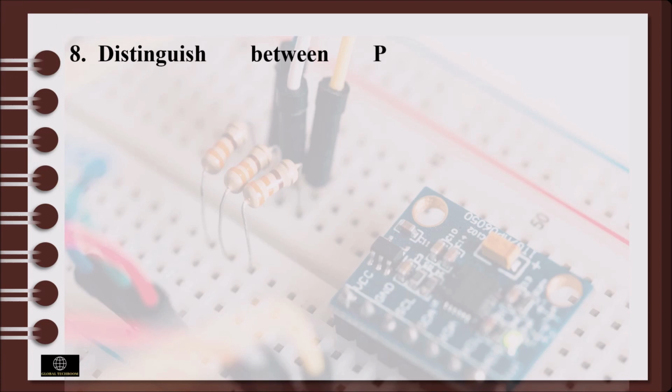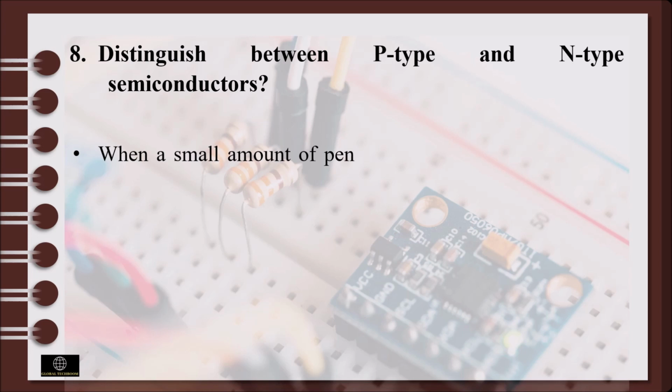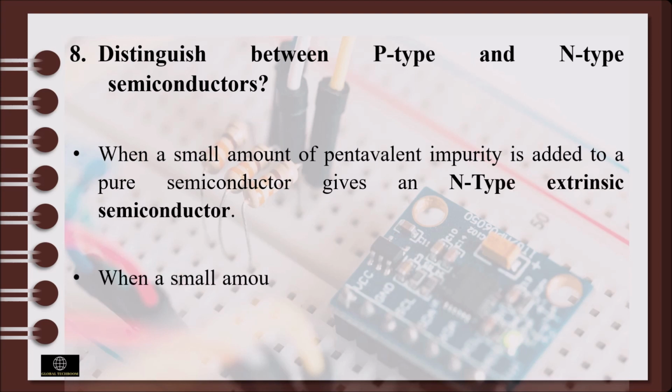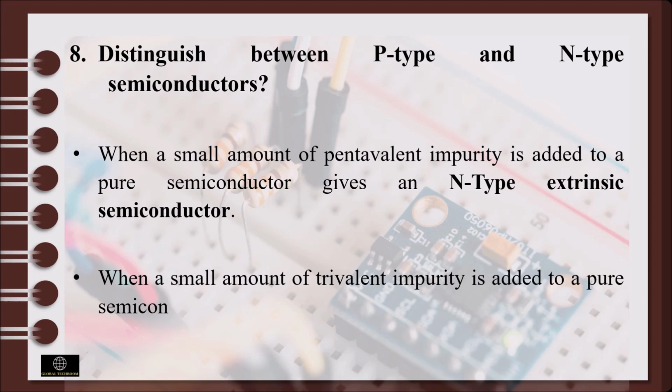Distinguish between P-type and N-type semiconductor. When a small amount of pentavalent impurity is added to a pure semiconductor, it gives an N-type extrinsic semiconductor. And when a small amount of trivalent impurity is added to a pure semiconductor, it gives a P-type extrinsic semiconductor.